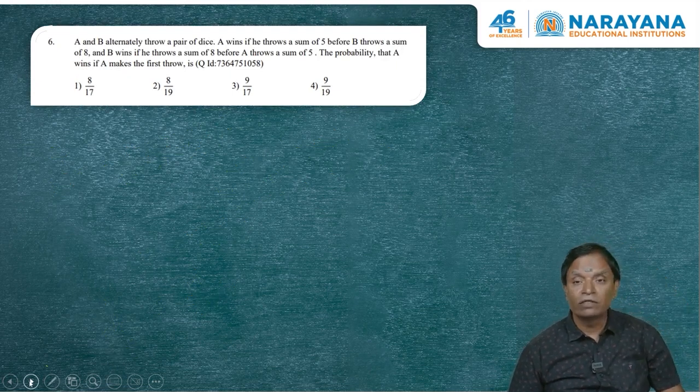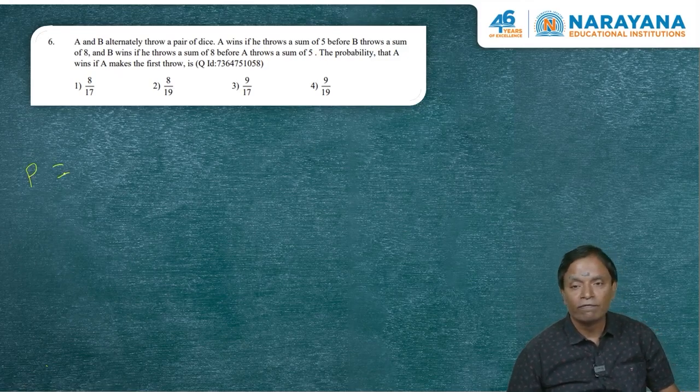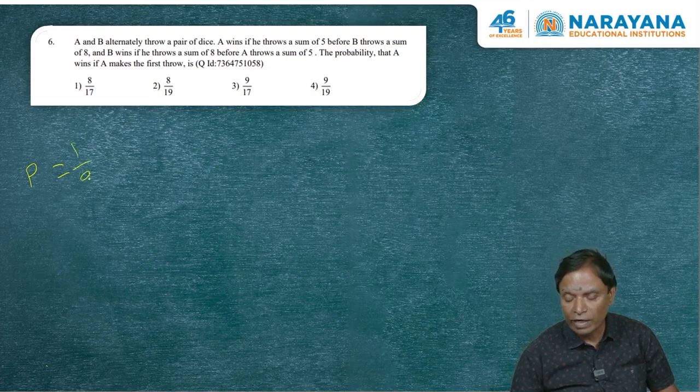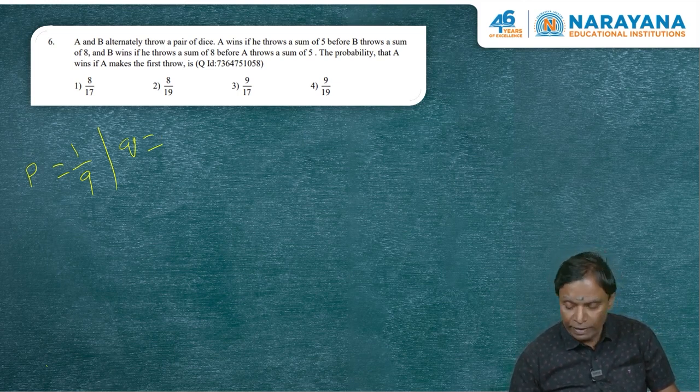A wins if he throws a sum of 5 before B throws a sum of 8. And B wins if he throws a sum of 8 before A throws a sum of 5. Then you are asked to find the probability. As all of you know, P, that is the probability of A throwing sum 5 before B throws sum of 8, is 1 by 9. Similarly, the probability that B throws 8 before A throws sum of 5 is 5 by 36.